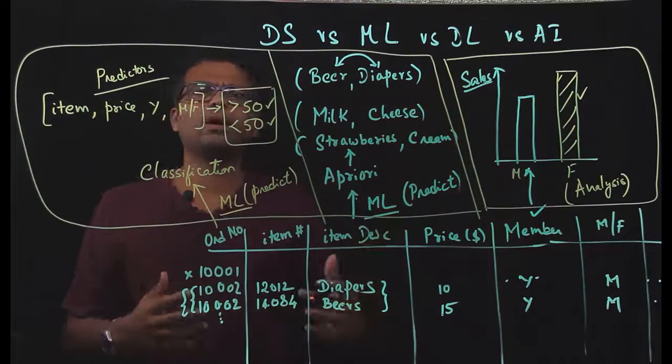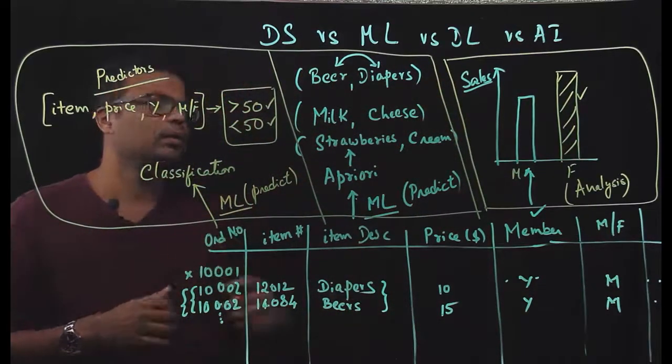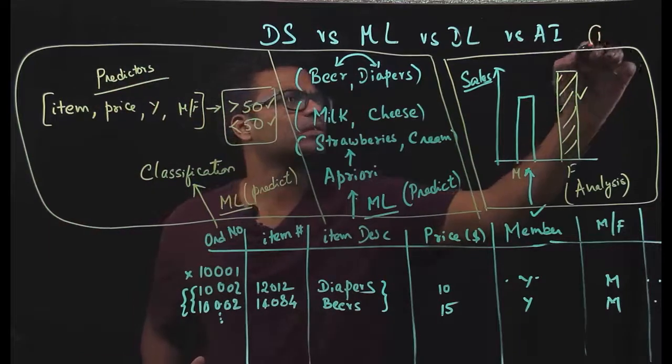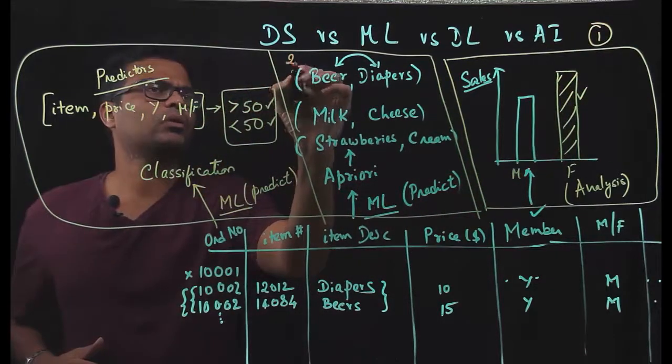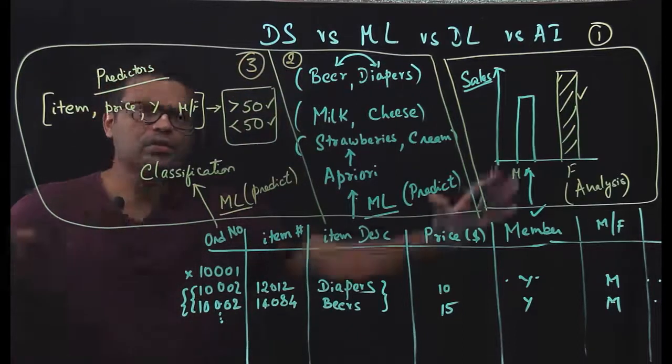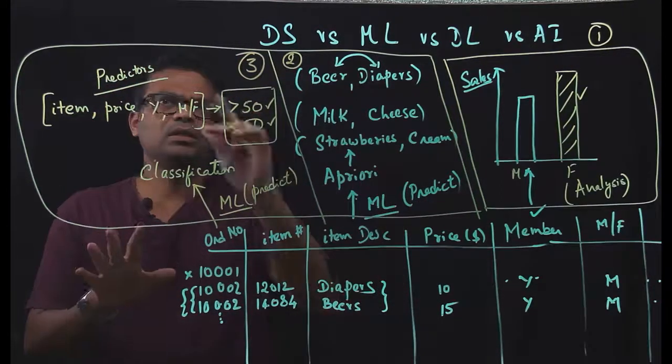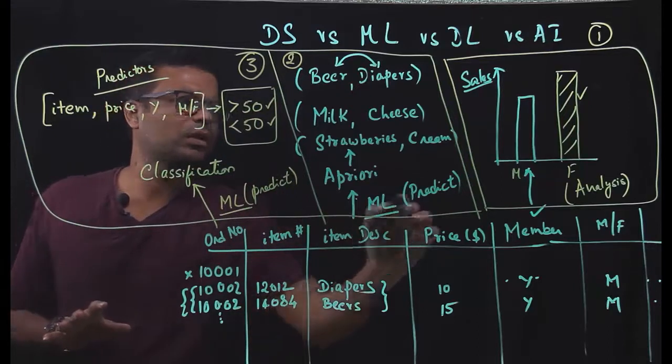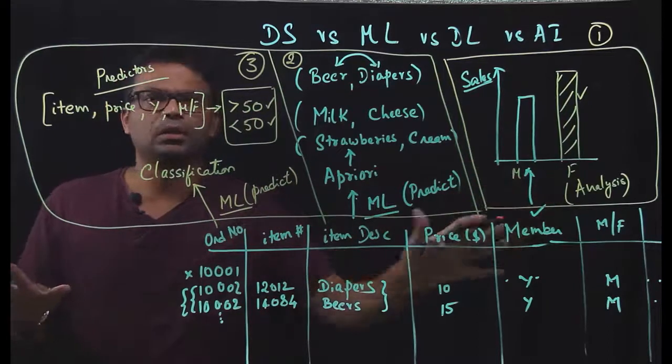The point I want to make here is that this is an example of analysis, while 2 and 3 are examples of prediction. All of these are data science, but mostly this is machine learning. This is machine learning, while this is not machine learning. This is just analysis.